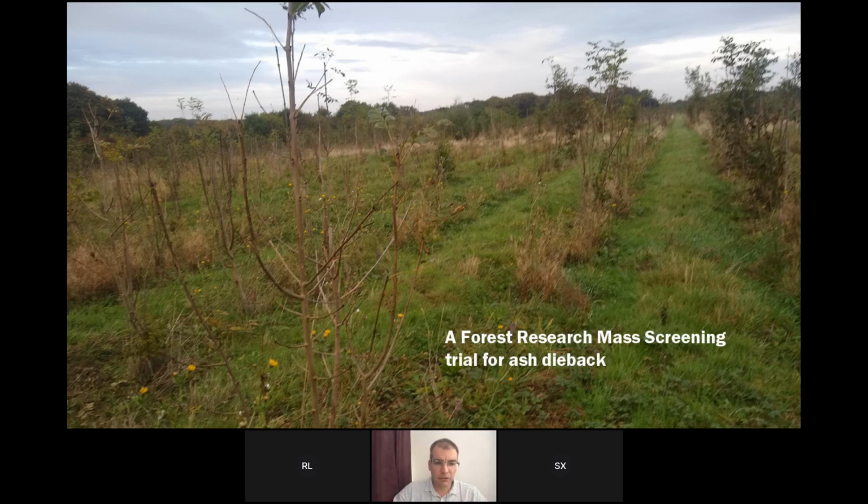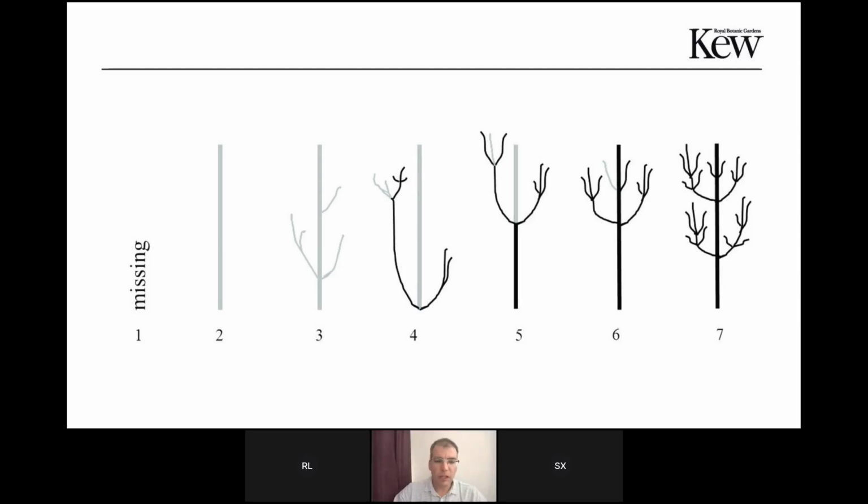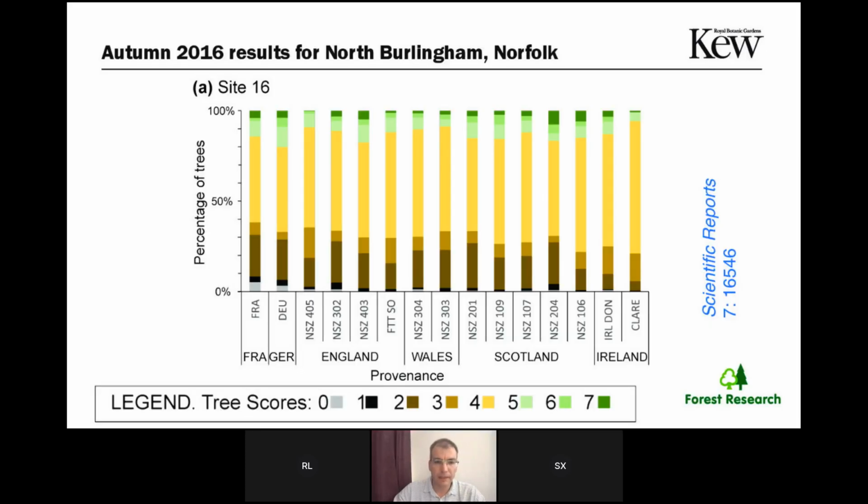And here's a picture of what these trials looked like after a few years. Rows of trees evenly spaced, and some of them dead, others dying, and generally looking very ragged as the trees tried to resist the ash dieback fungus, which is coming in on spores from the surrounding area. We scored each of these trees from 1 to 7 by how dead they were. 1 to 3 are different ways of being dead, and then 4, 5, 6, and 7 are trees of different levels of health, with 7 being a completely healthy tree.